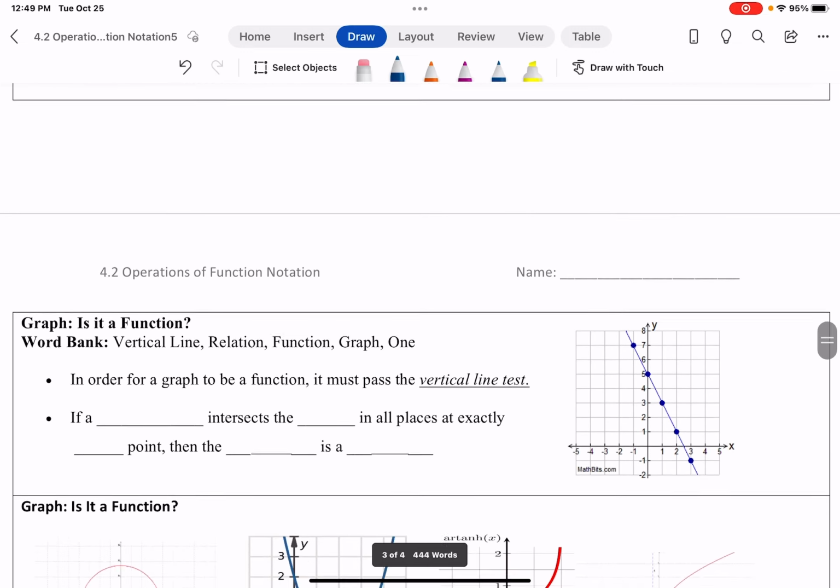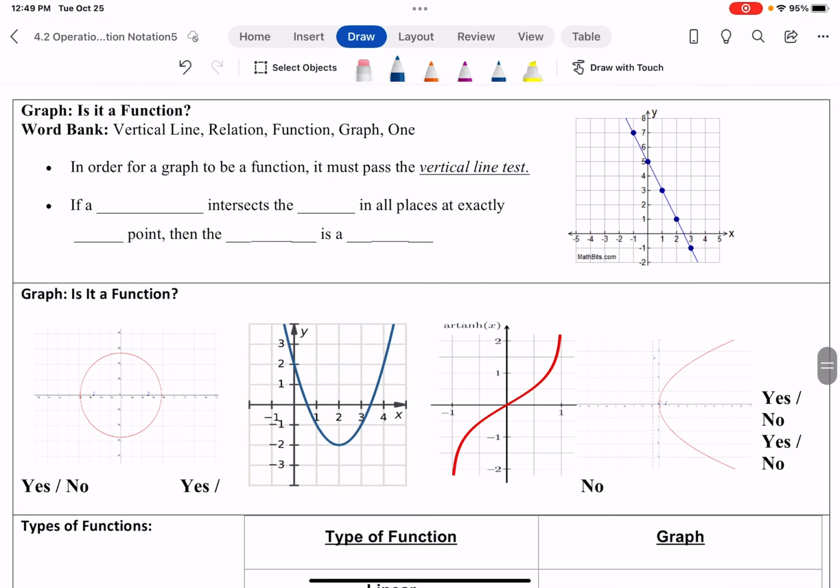Now, what about when it's a graph? So let's go ahead and flip the page over. Let's look at these next little notes. And let's go over, how do I know if a graph is a function? So it says, in order for a graph to be a function, it must pass the vertical line test. Now, a vertical line is a line that goes up and down. Let me redraw that so that way it's a little bit better. So a vertical line is one that goes up and down.